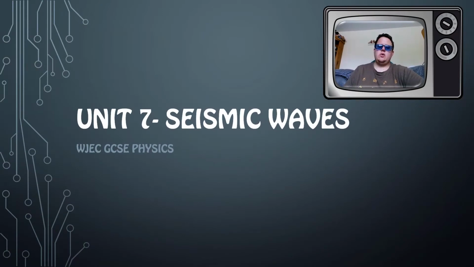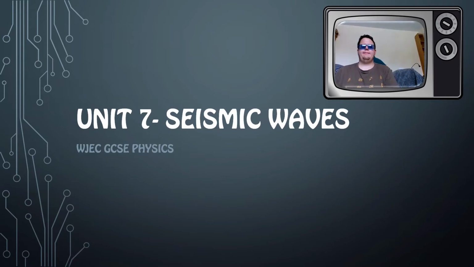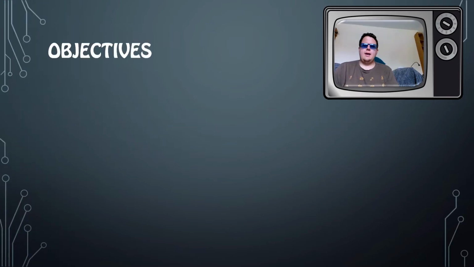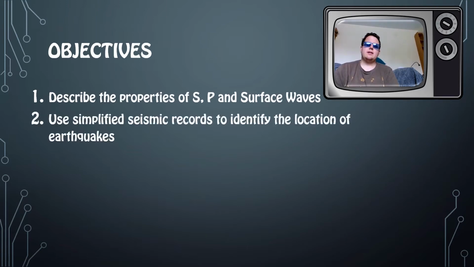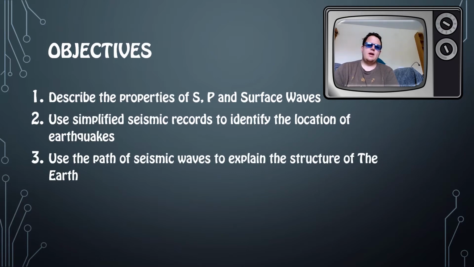Okay, so this is now Unit 7, again only for separate science, so it is on seismic waves. Again, another quite short unit, so only 3 objectives here. 1, we're going to describe the properties of the different types of seismic waves. We're going to look at simplified seismic records or seismograms to identify the location of earthquakes. And then we're going to use the path of seismic waves to explain the structure of the Earth.